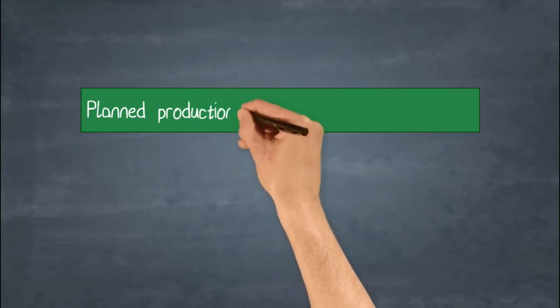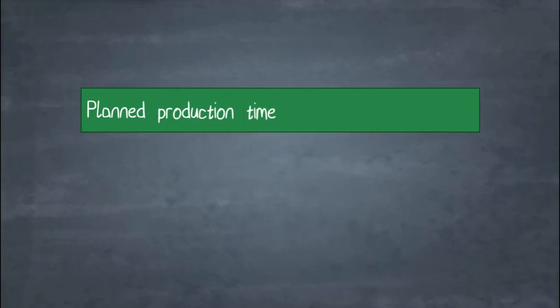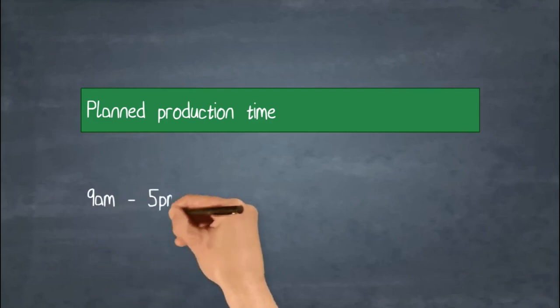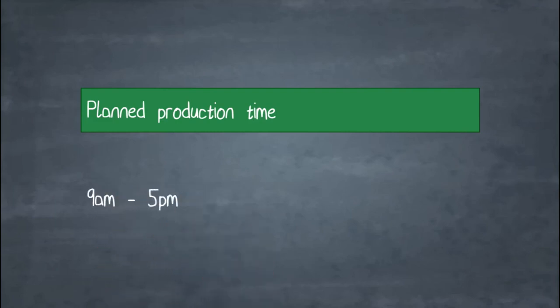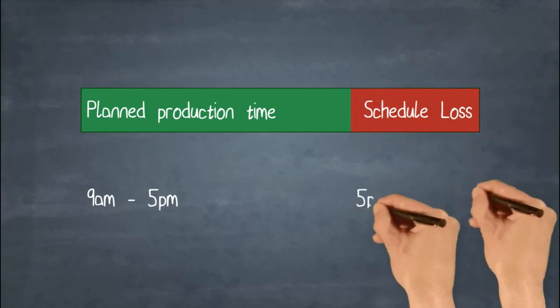Okay, so the first step is to calculate our scheduled working hours, which is quite simply the hours we're at work. If we're working 9 till 5, then 9 to 5 are our scheduled working hours, and we're just going to ignore the rest of the time. It's a scheduled loss, and it's not going to factor into the equation.